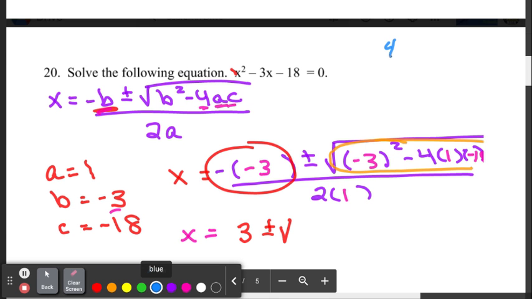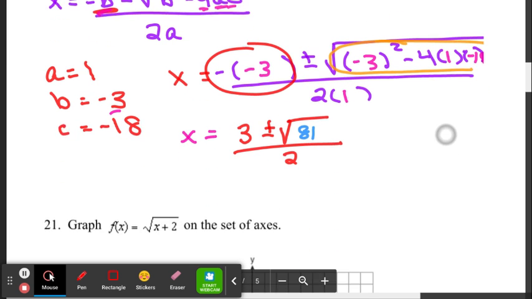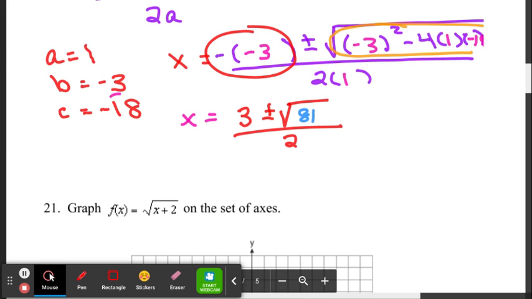4 times 18. Wait. 3, 72. Oh, 72 plus 9. Okay. Square root of 81, all over 2. So what you're going to do now is split this up into 2 different pieces, one for the plus and one for the minus.